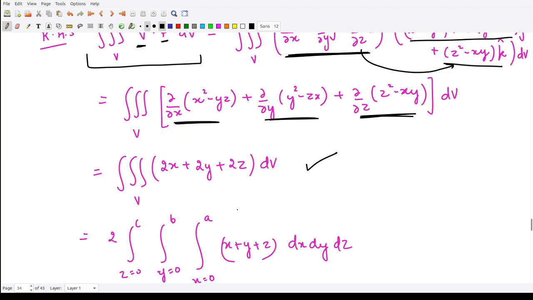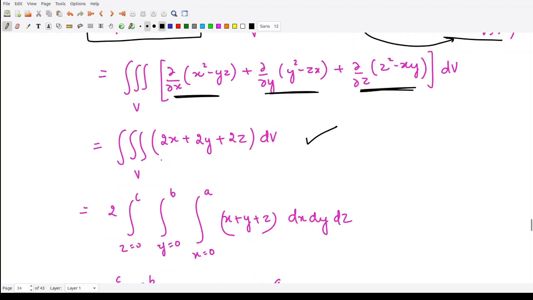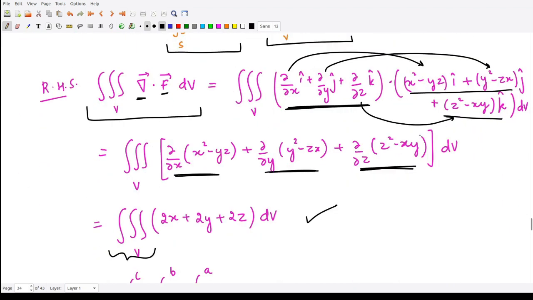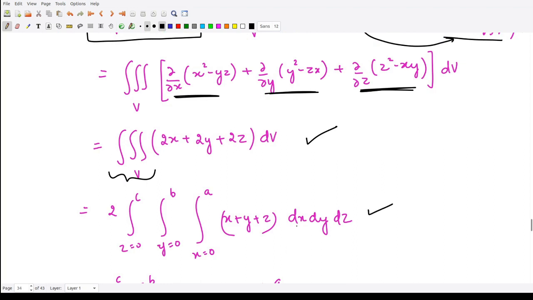Now the next step is to solve this triple integral. So we require the limits for this volume V. Now if you look at your given region, it is given to be x lying between 0 to a, y lying between 0 to b, and z lying between 0 to c. So here obviously the limits of x are given to be 0 to a, y 0 to b, and z from 0 to c. So we have all constant limits here. So this is what you get. Now you solve this much portion first.